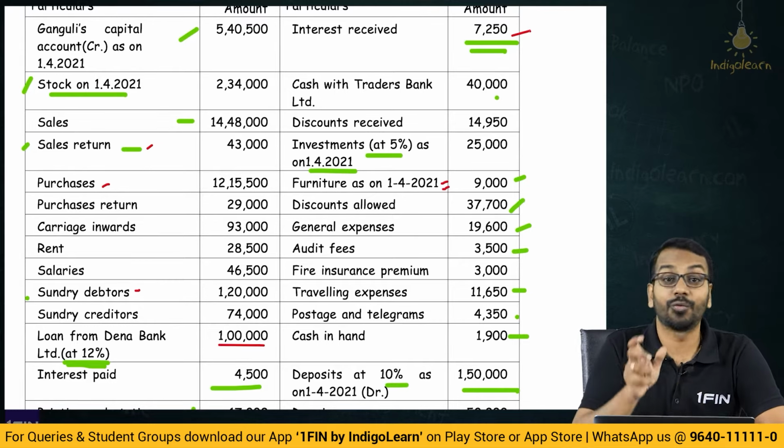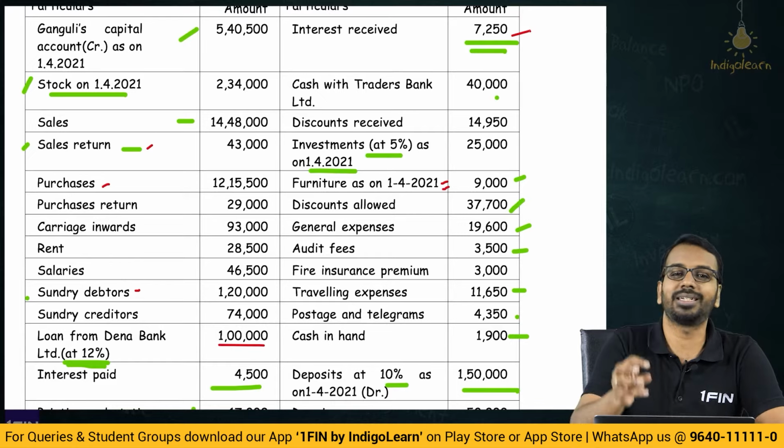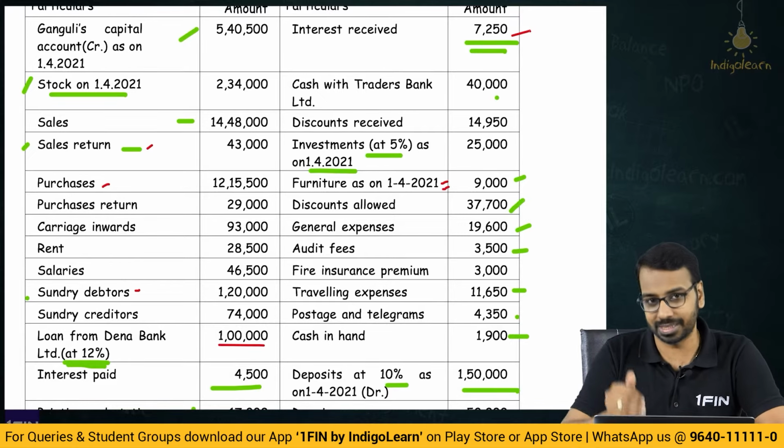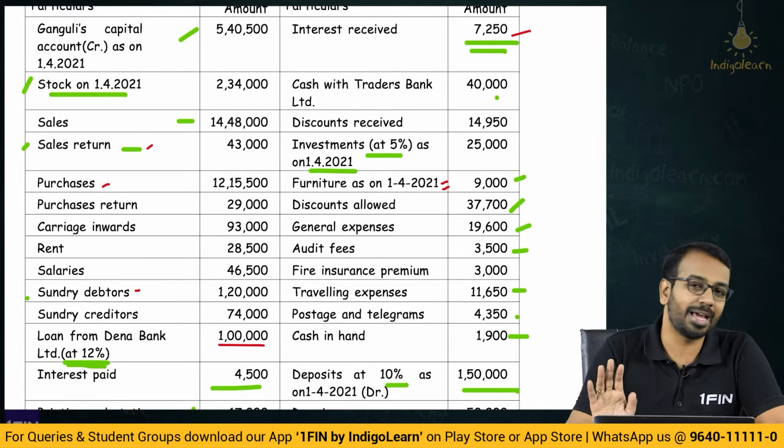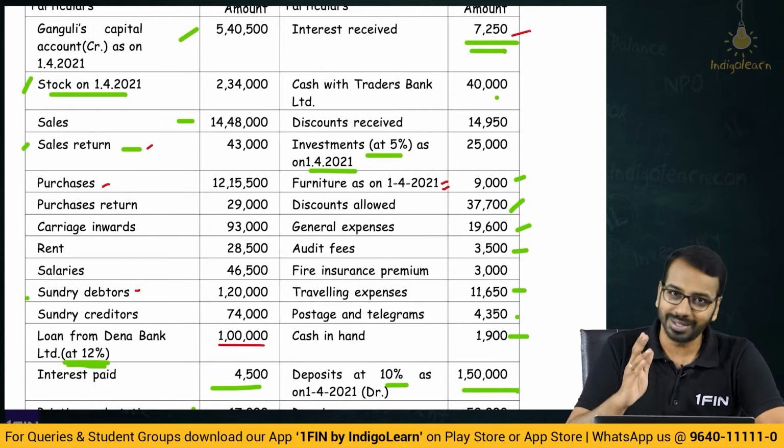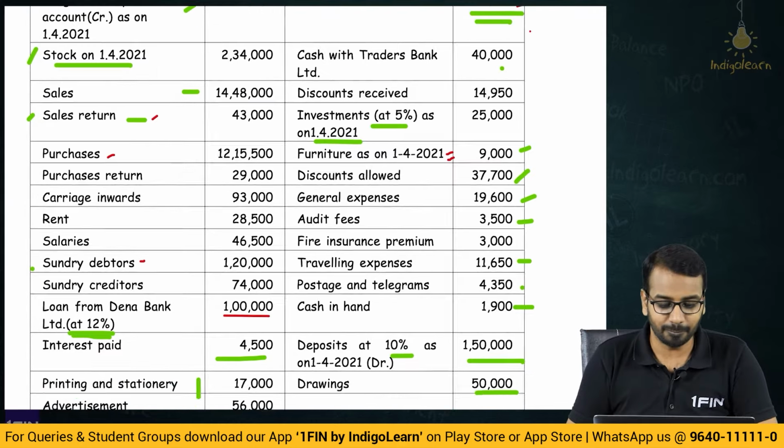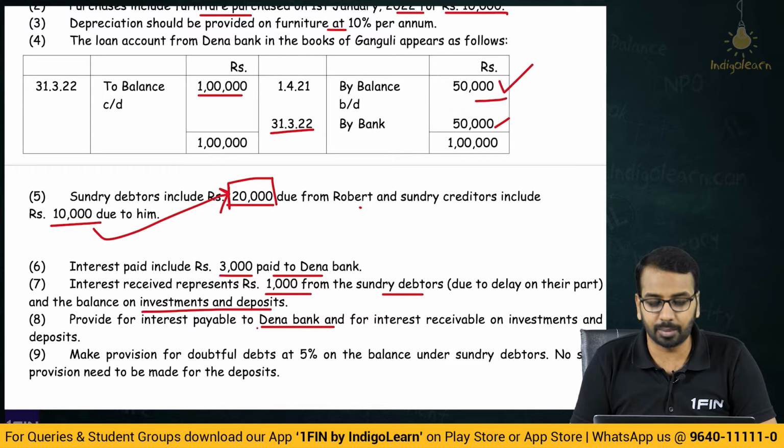Now what you have to do, we have to calculate what is the total interest income that we should have received, how much did we receive, and the balance is accrued or receivable. Okay, then provide for interest payable to Dena Bank and interest receivable on investment and deposits.